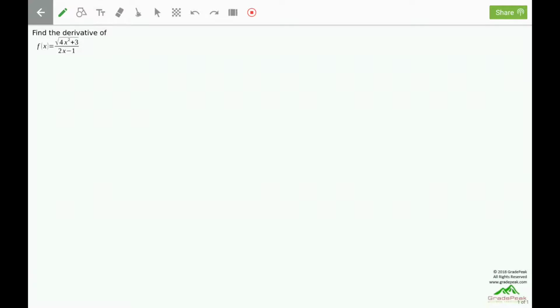Find the derivative of f of x equals the square root of 4x squared plus 3 divided by 2x minus 1. So f of x here is the quotient of two different functions. We have the square root of 4x squared plus 3 divided by 2x minus 1. We will therefore use the quotient rule.